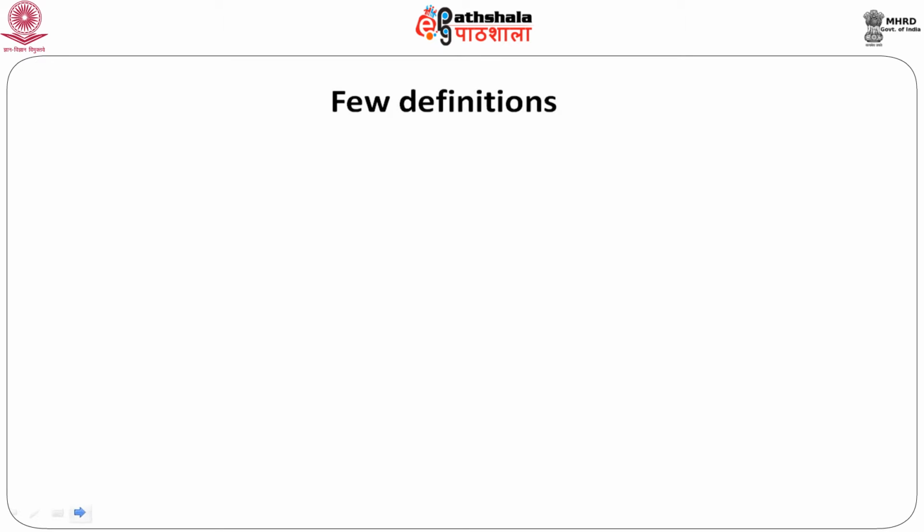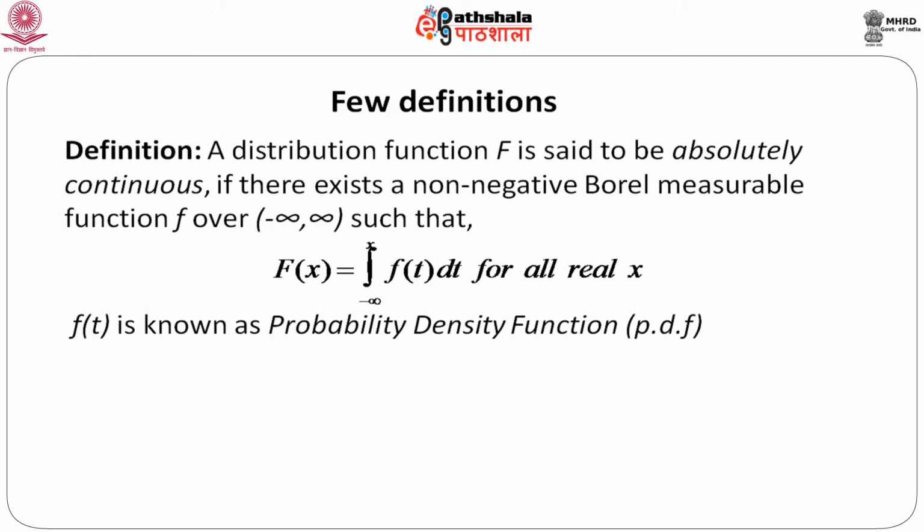Now, let us consider some few definitions relating to this distribution function. First definition is that a distribution function capital F is said to be absolutely continuous if there exists a non-negative Borel measurable function f defined over minus infinity to infinity, that is the entire real line, such that capital F can be written as the integral from minus infinity to x of f(t) dt for all real x.